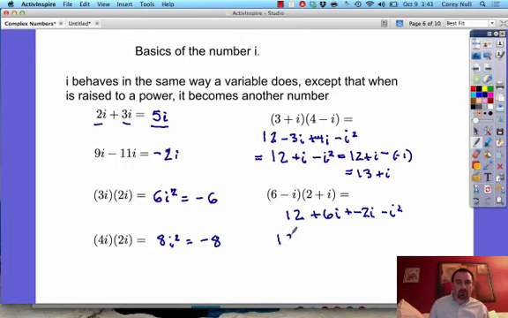Okay, we're going to have 12. 6i minus 2i is 4i. And negative i squared, well, i squared by itself is negative 1, so negative, ooh, that's a negative, minus 1. Put those in parentheses, that helps. So I have 12 plus 4i plus 1. That's, again, 13 plus 4i. So the number 6 minus i times the number 2 plus i is the number 13 plus 4i.